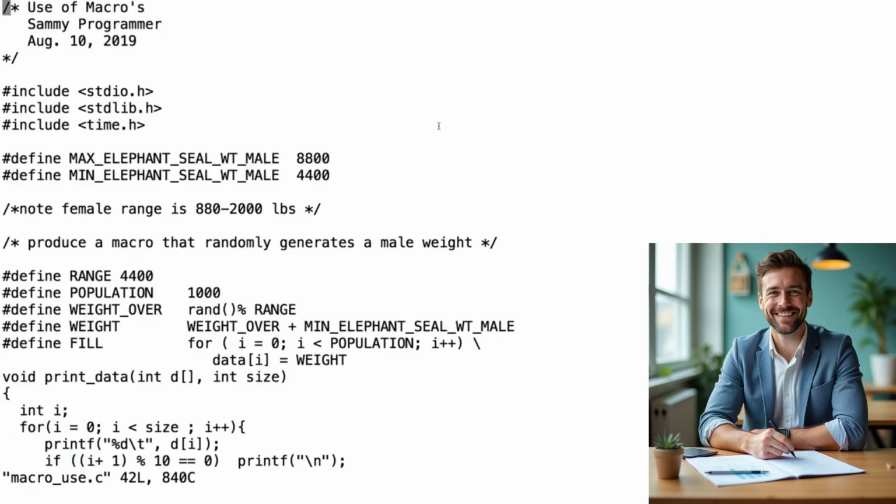Okay, we're going to now show you code that demonstrates some of the ideas from what we were just talking about in the use of the preprocessor. And this piece of code is going to generate at random 1,000 male elephant seal, actually southern male elephant seal weights. So let's look at it.